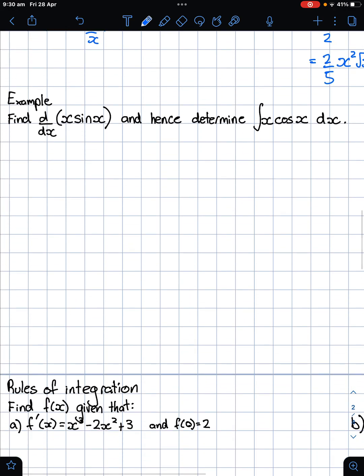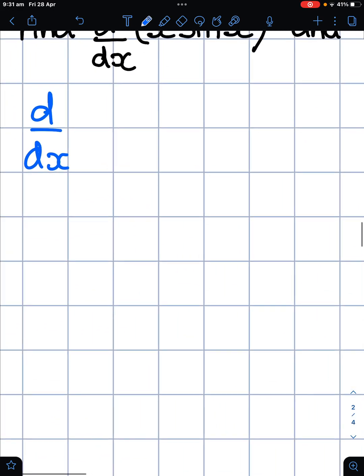So now we've got this different question where it's find d dx of this and hence determine the integral of x cosine x dx. So this is where we look at if we can take the derivative of something, we can consider what the integral of it would be. So the derivative, d dx of x sine x, is a product rule.